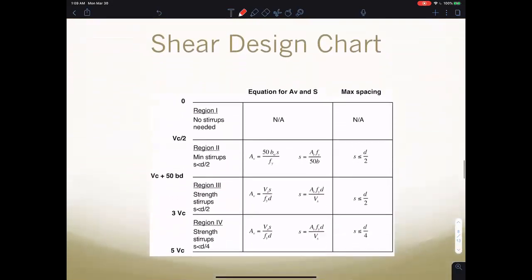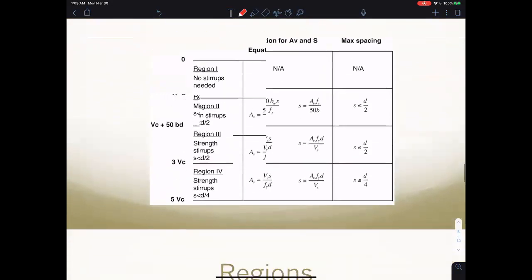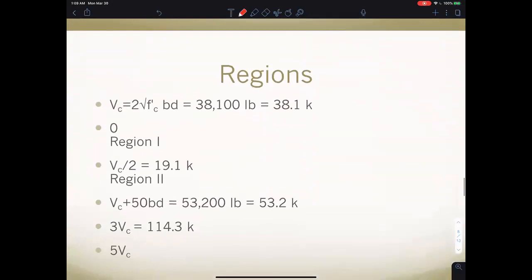And now we go to our shear design chart. We're gonna find these regions. So we need to calculate V sub C. Here we go. So 2 square root 4,000. B was 14 and D was 21.5. Okay. Let me double check that I did that. 2 times the square root of 4,000 gives 38,070 pounds, which is 38.1 kips.